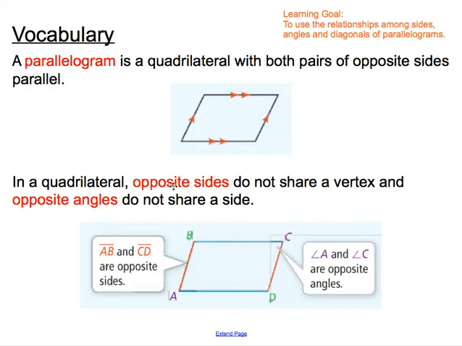So opposite sides are sides that do not share a vertex. In other words, they are on opposite sides of the figure. And opposite angles do not share a side. So in this case, B and D are opposite angles and A and C are opposite angles, while side BC is opposite to side AD.